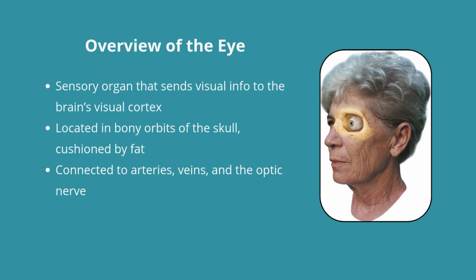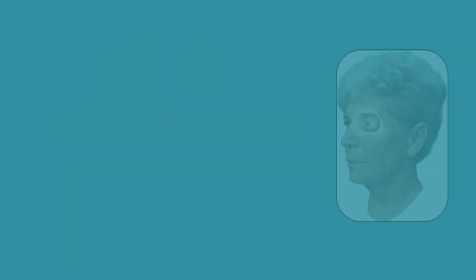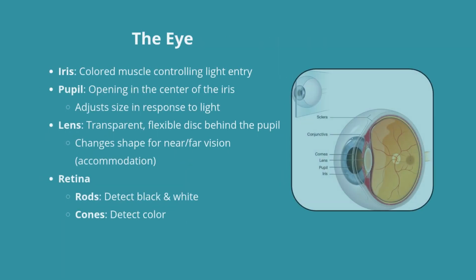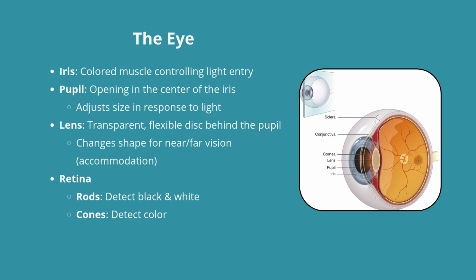The eye is a complex sensory organ designed to gather and send information to the brain. Housed in a protective, bony orbit of the skull, each eye is cushioned with fat and connected to blood vessels and the optic nerve. The eyelids, eyelashes, and lacrimal glands help protect and moisturize the eye, while the conjunctiva produces mucus to trap debris. The iris controls the size of the pupil, regulating how much light enters the eye.